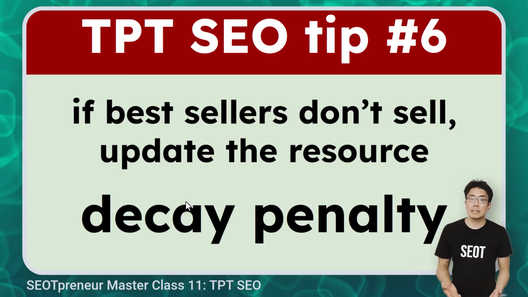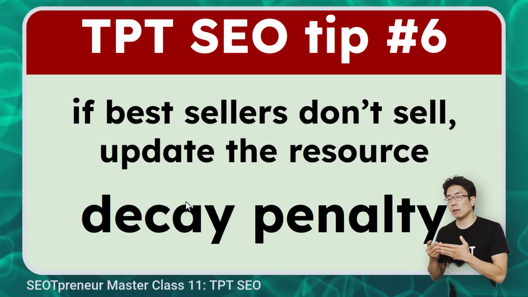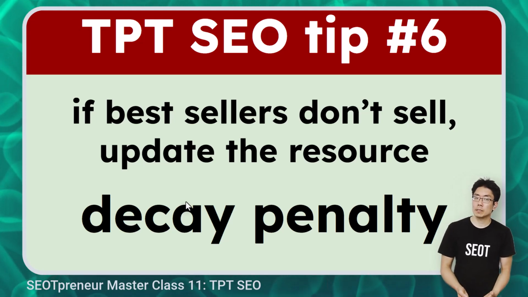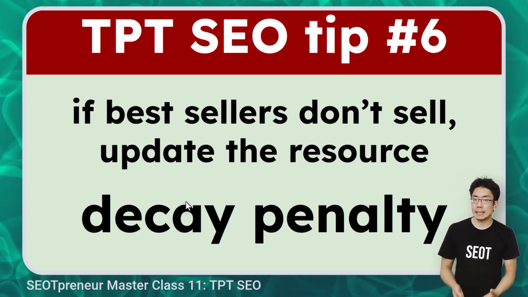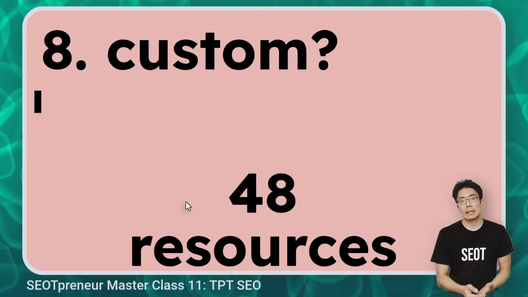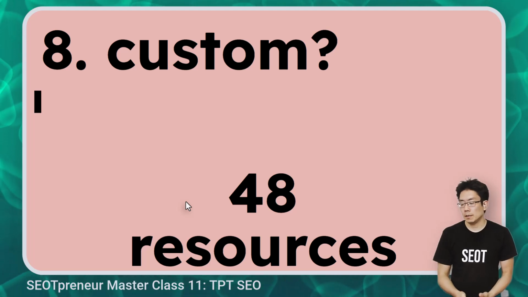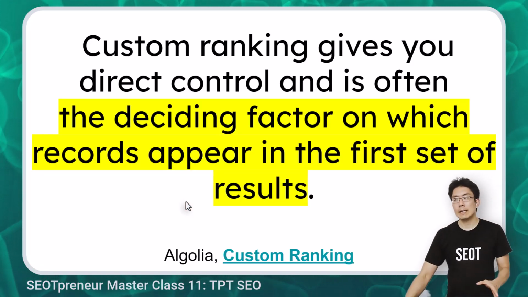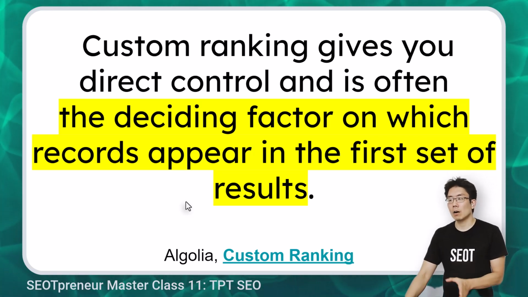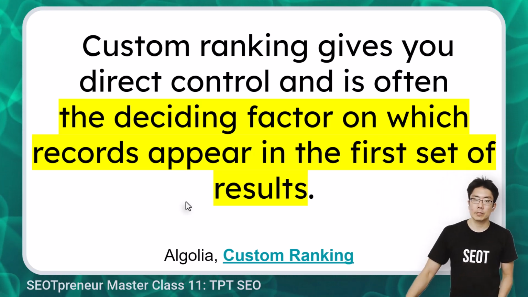In TPT SEO tip number 6, I talked about how if bestsellers are no longer selling well, it might be time to update the resource because there's probably a decay penalty that is dragging down your resource. We're going to look at the last custom rule for TPT, and the manual tells us that custom ranking gives TPT direct control and is often the deciding factor on which records appear in the first set of results.